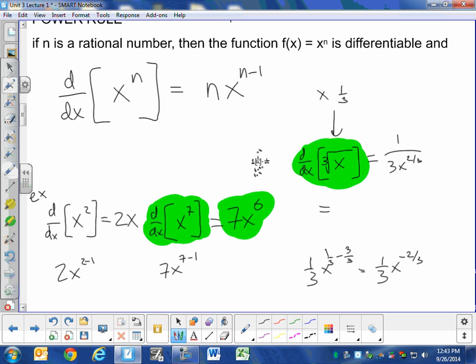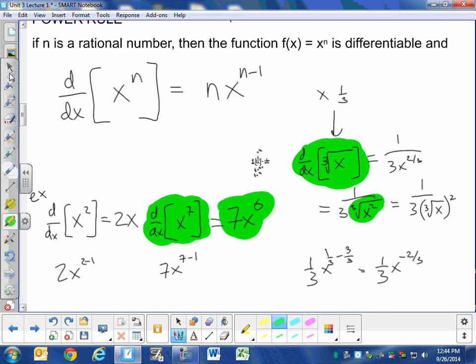or 1 over 3 cubed root of x squared, or 1 over 3 cubed root of x quantity squared. Okay, which way do I want it? Don't really care. What's going to be important is for you to know how to change this into the 2/3.